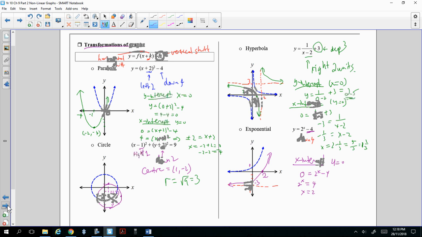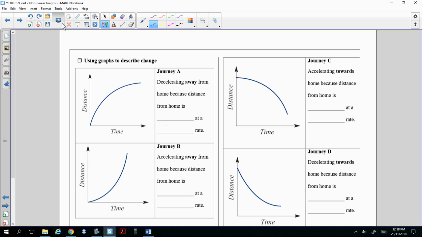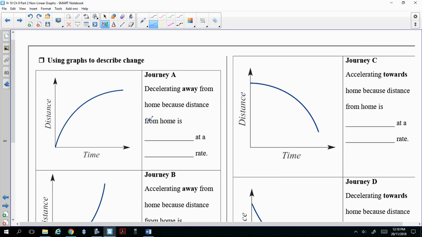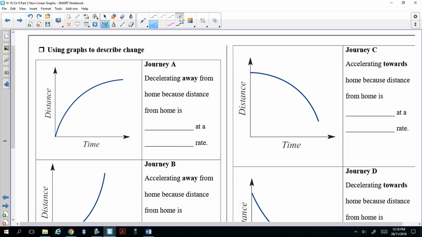Okay, let's move on to this one. We describe also the rate of change. So we looked at this one. So it says journey A, decelerating away from home, because the distance from home is increasing, however, at a decreasing rate. So whenever it's at a decreasing rate, it's going away from home. Okay, so can you see it's getting less steep as you go? It's getting slower as you go.